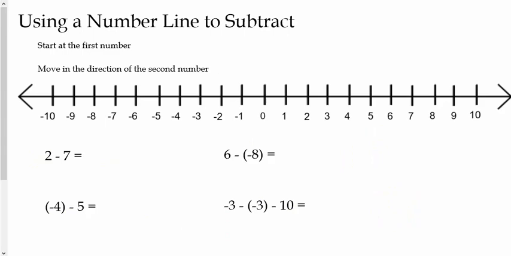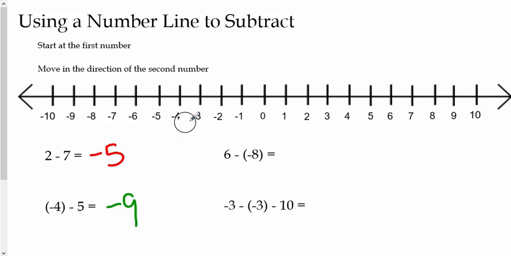Let's take a look here at 2 minus 7. I'm starting at 2. I'm taking away a positive, so I move left. If I move left 7, I end up here at negative 5. But if I've got negative 4 minus 5, I'm going to start at negative 4, and I'm going to move 5 again to the left because I'm subtracting a positive. So I end up at negative 9.